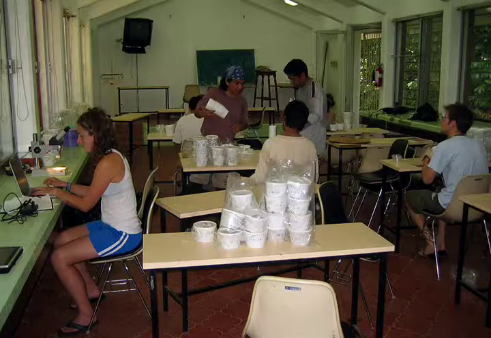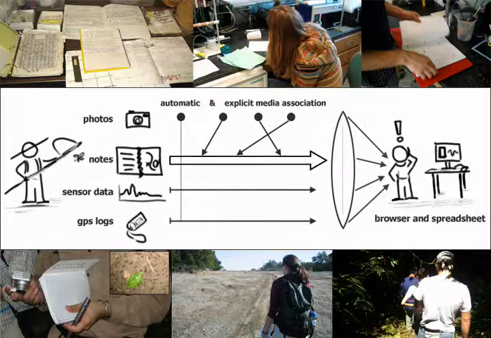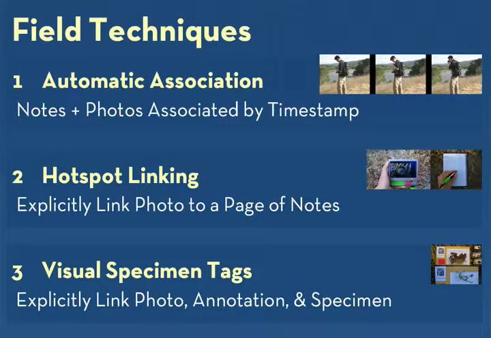These observations motivated ButterflyNet, a system integrating field researchers' paper notes with information explicitly captured or ambiently available in field sites, including digital camera photographs, sensor network data, and GPS logs. ButterflyNet provides 3 field techniques for correlating these digital media with paper notes. In the following examples, we demonstrate how a biologist can integrate digital photographs into his notes.